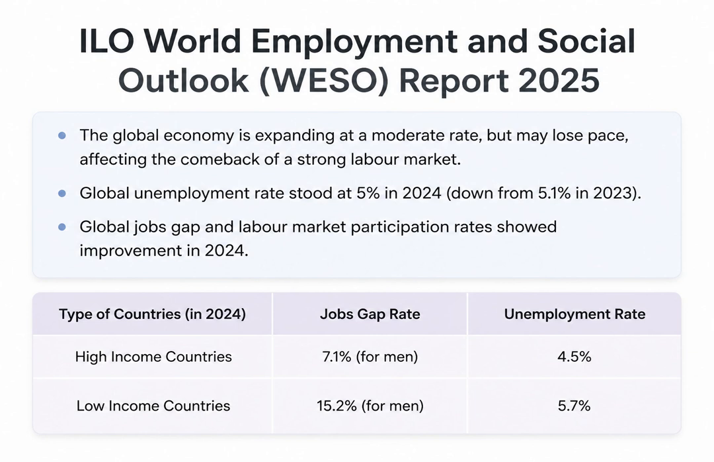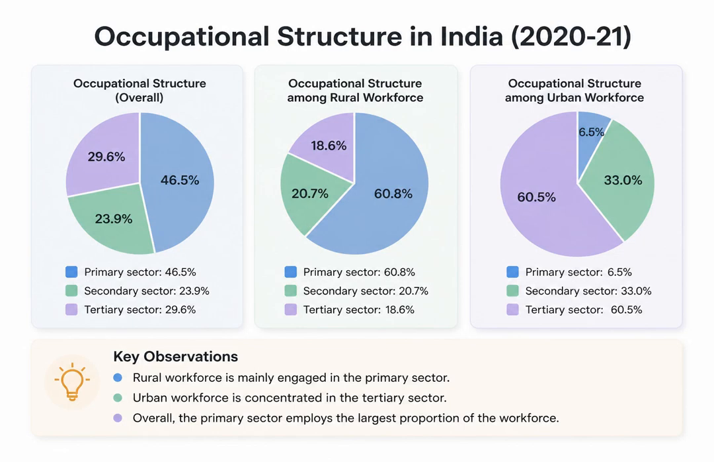The report also highlights a stark contrast between economies. In high-income countries, the unemployment rate is 4.5%, with a jobs gap rate of 7.1% for men. But in low-income countries, unemployment is higher at 5.7%, and the jobs gap rate for men is more than double at 15.2%. Let us break down the occupational structure in India as of 2020-21.